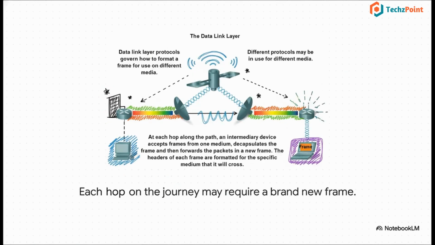But here's a detail that is just fascinating. That frame, that digital envelope we talked about, it's only good for one specific part of the journey. As your data travels from your computer, maybe through a router, across a satellite link, and then over to a Wi-Fi network, it gets unwrapped and rewrapped in a brand new frame at each and every hop. Why? Because the rules for an Ethernet frame are totally different from the rules for a satellite frame, so it has to be repackaged for each type of media it crosses.